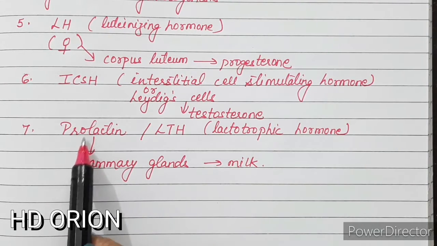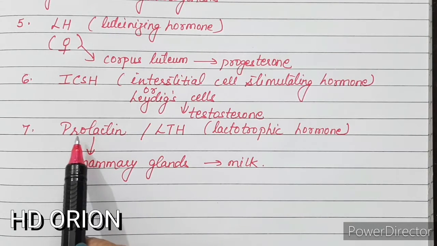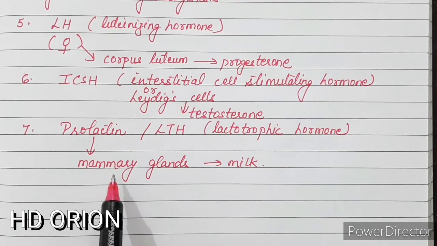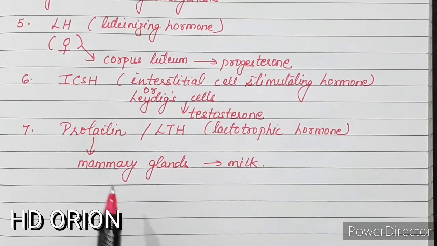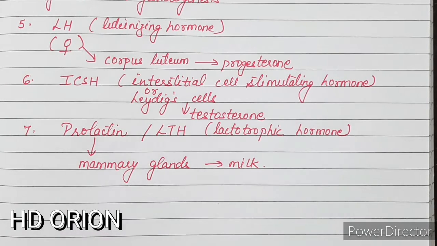So when it is stimulated, the mammary glands will start producing milk, and when the prolactin is inhibited, the mammary glands stop producing milk. So these are the hormones that are produced by the Adenohypophysis.